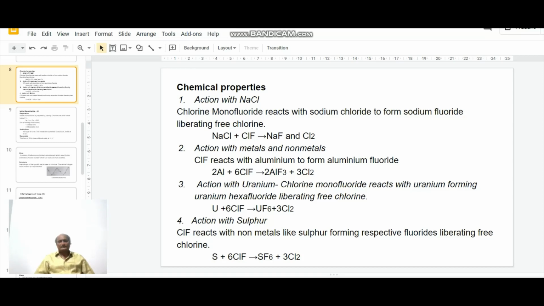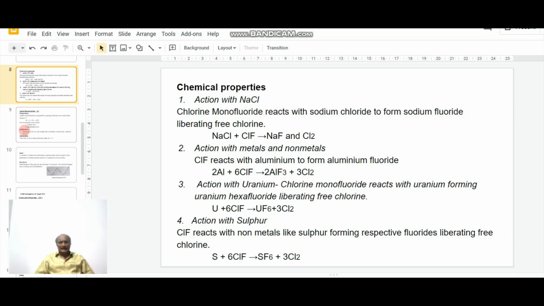Coming to the action of chlorine monofluoride with uranium. Chlorine monofluoride reacts with uranium forming uranium hexafluoride, liberating free chlorine, that is a metal uranium U combining with 6 moles of chlorine monofluoride, that is 6 ClF, gives rise to uranium hexafluoride, that is UF6, with the liberation of 3 moles of free chlorine.